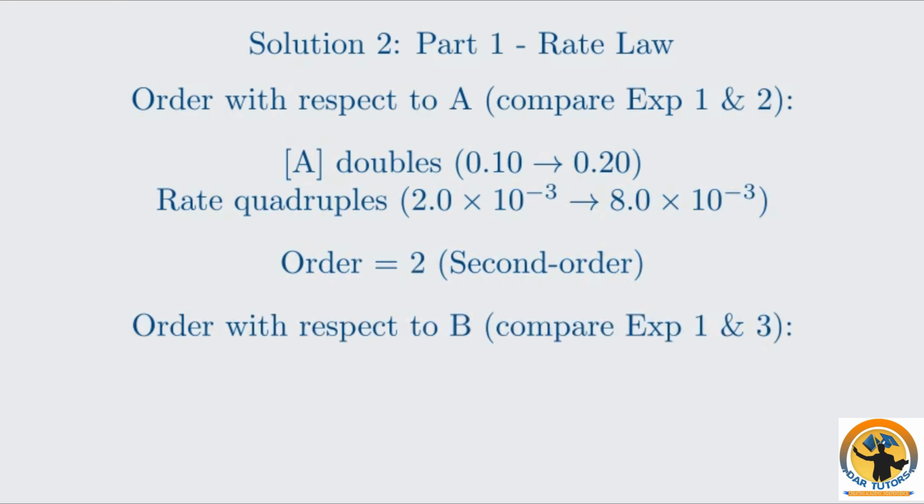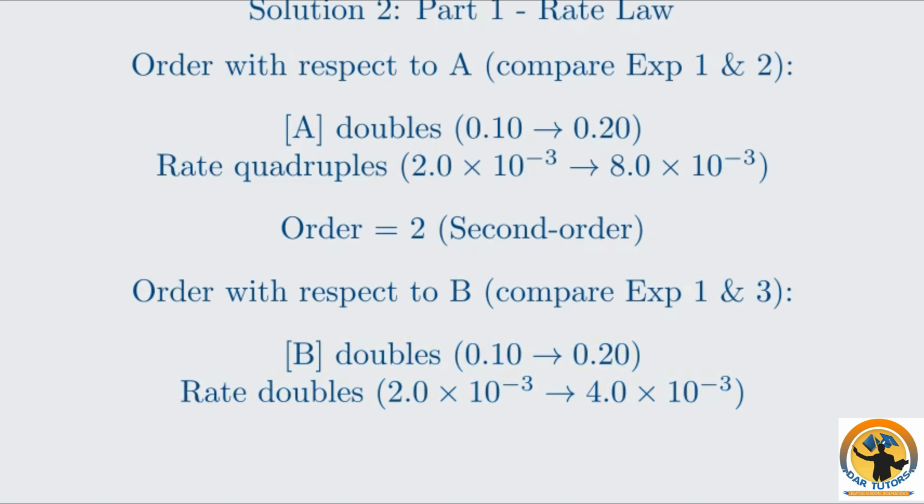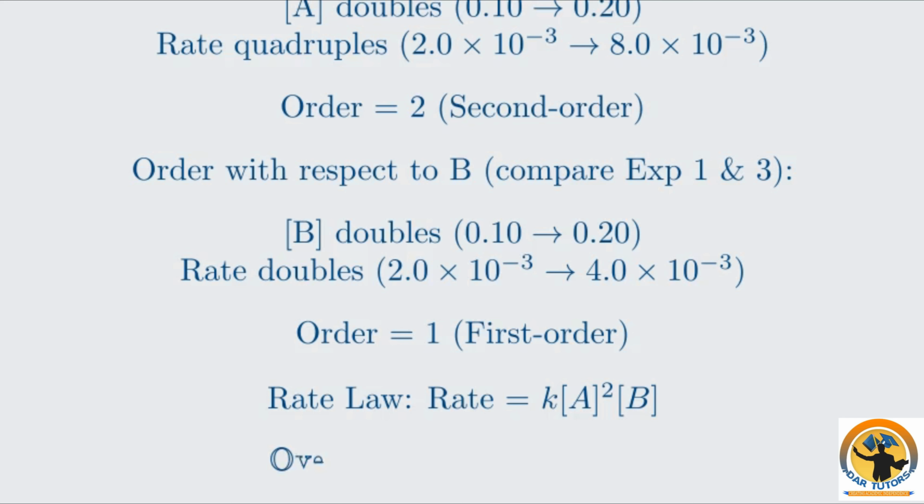For the order with respect to B, we compare experiments 1 and 3. Doubling the concentration of B from 0.1 to 0.20 causes the rate to double, from 2.0 times 10 to the negative 3 to 4.0 times 10 to the negative 3. A doubling of rate from a doubling of concentration means the reaction is first order with respect to B. Therefore, the rate law is rate equals K times concentration of A squared times concentration of B. The overall order is 2 plus 1, which equals 3.